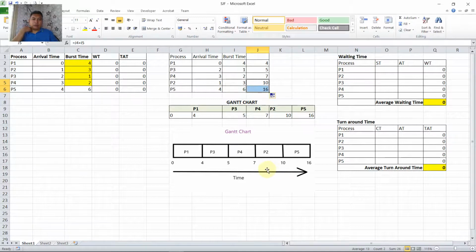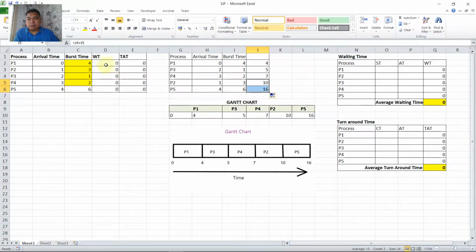Okay, to come up with the Gantt chart: P1 with a starting time of 0 and a completion time of 4, P3 with a starting time of 4 and a completion time of 5, P4 with a starting time of 5 and a completion time of 7, P2 with a starting time of 7 and a completion time of 10, then P5 with a starting time of 10 and a completion time of 16.